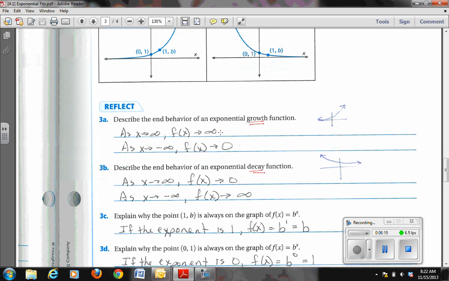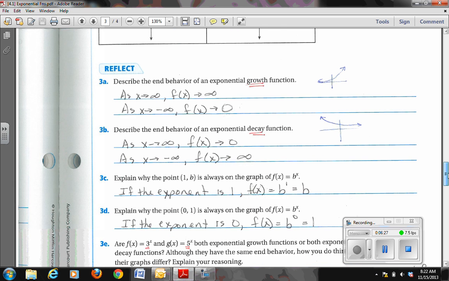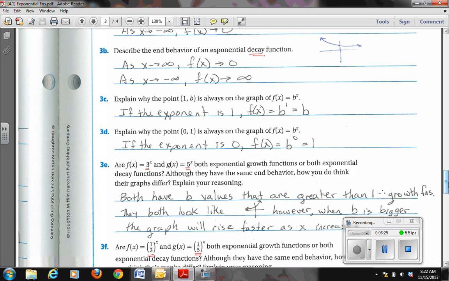So describe the end behavior. Well, this is a repeat, right? The growth function is the same as example 1. The decay function is the same as example 2. I just copied over what I had before for my end behavior models. Okay, and explain why the point (1, b) is always on this graph. Well, if I plug in 1 for x, I have b to the 1, and b to the 1 is b. So if I plug in 1, I get b.